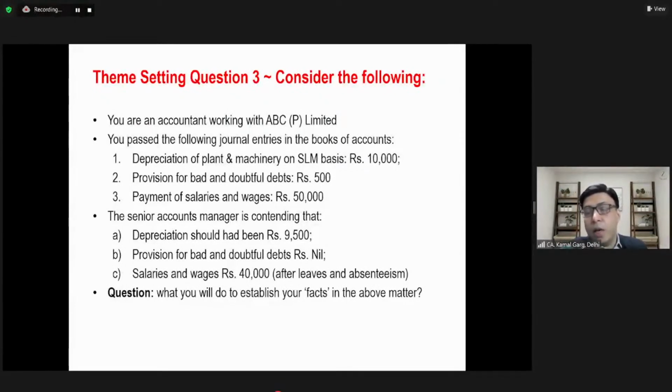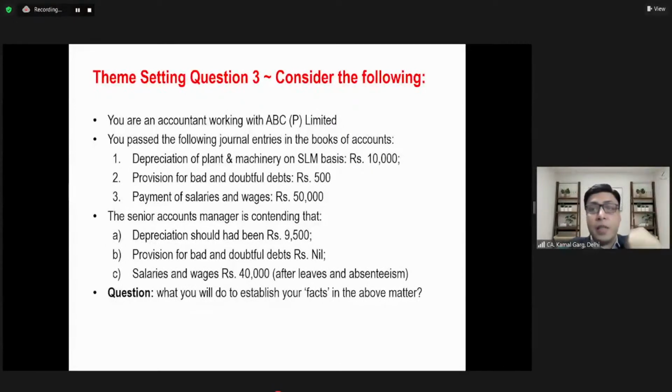As an accountant, you cannot write off bad debts on your own. Somebody from senior management will instruct you to write off this debt because it is no longer recoverable. So what will you show? You will show the accounts manager that you are being instructed, say, by the CFO or by any other director of finance, that this much of debt is not recoverable. So please create a provision for it.